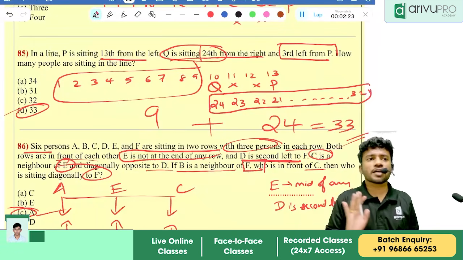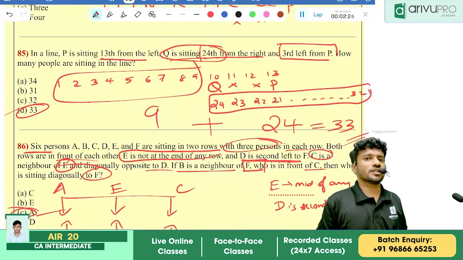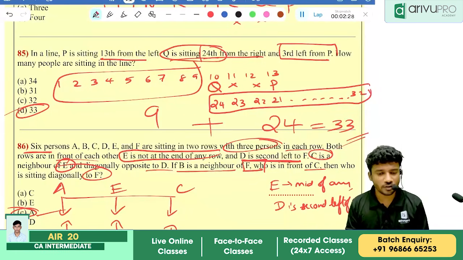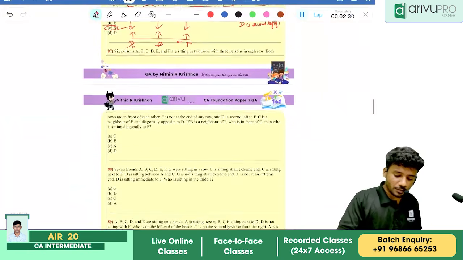Same type of question came for examination. Yes, it was there. If you know this, you will be able to solve that also. Next one, people.